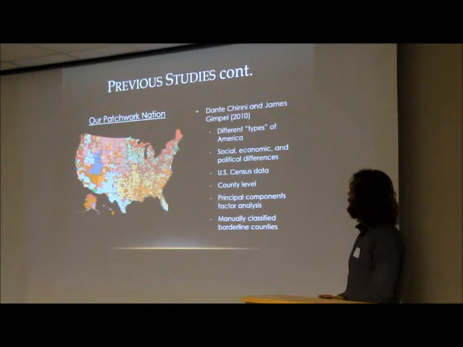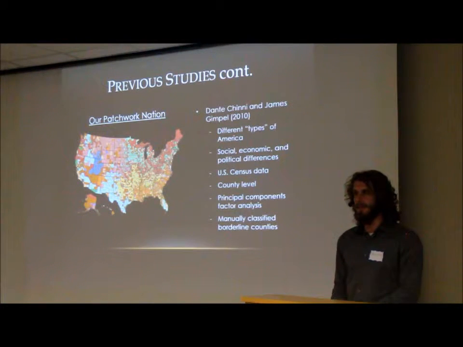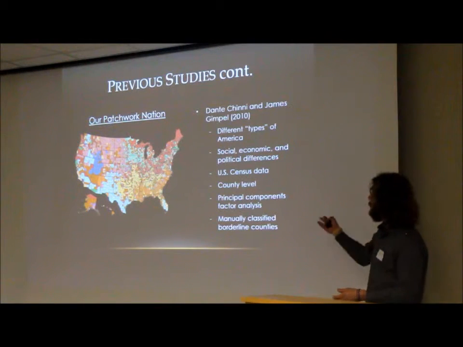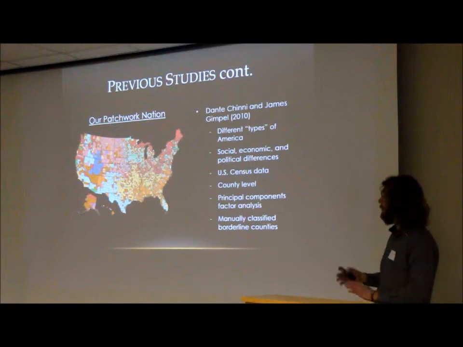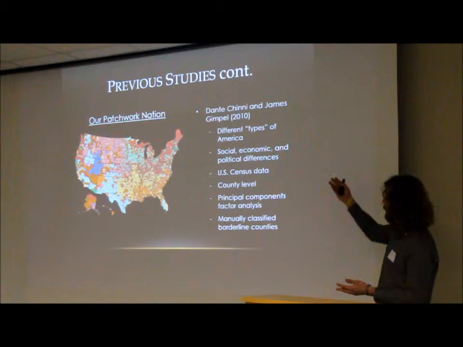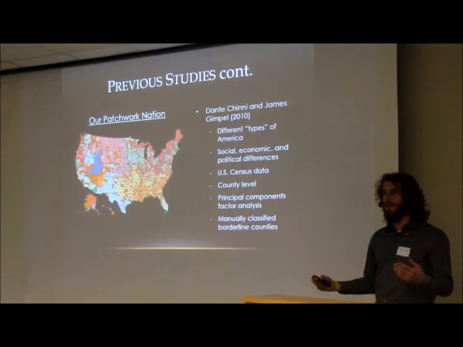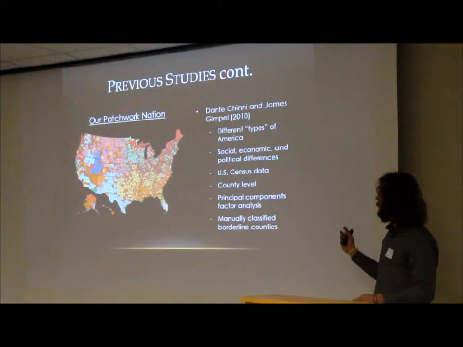They looked at the social, economic, and political differences of the different locations. They used US Census data at county level. They also used political and economic data. A lot of the economic data came from the US Census. Their methodology for clustering the US was a principal components factor analysis.